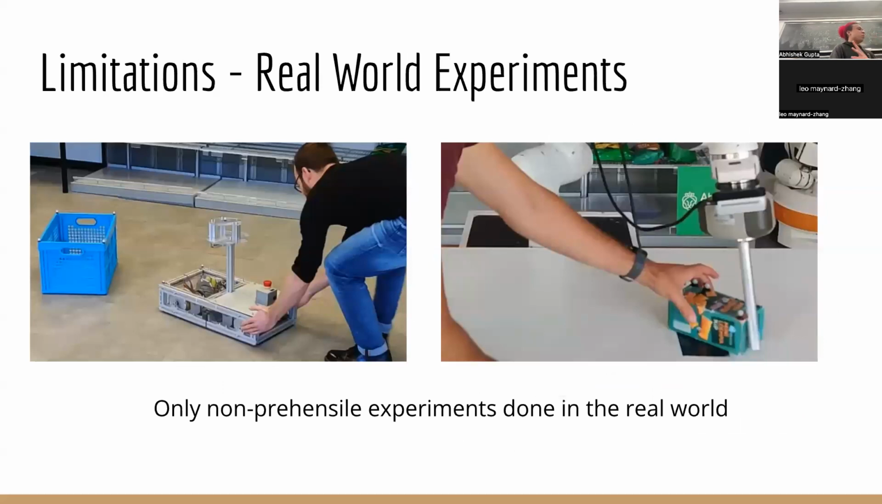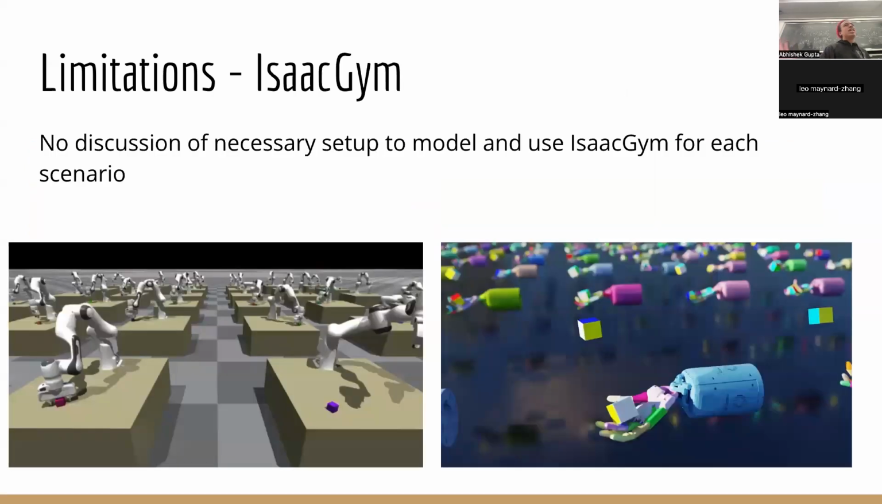And then the real world experiments, they only did non-prehensile. One of their main points was that it was generalizable to different systems, so I would have liked to see them try a prehensile task where they grab something. I think we're out of time. And also IsaacGym, their main point is they use IsaacGym, but they don't discuss any setup you have to do. You have to model the situation in IsaacGym, and probably set something up to connect it to the robot. There's no discussion of that at all. I would like to see that.